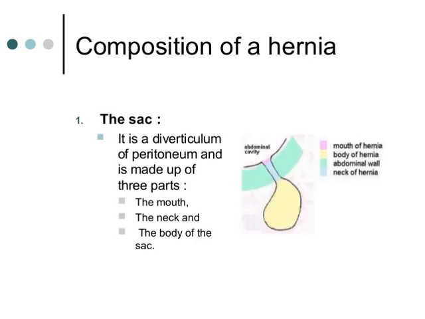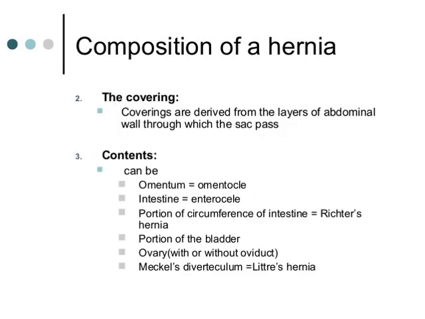The sac is a pouch or diverticulum of the parietal peritoneum lining the abdominal wall. It is made up of three parts: the mouth of the sac, the neck, and the body of the sac. The coverings are derived from the layers of the abdominal wall through which the sac passes. So the covering is different from one hernia to another. The covering is not constant.